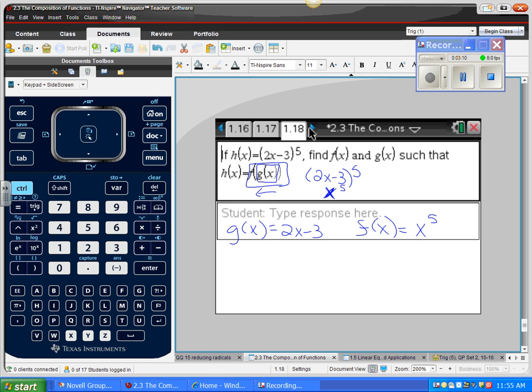And the way we test that is by simply doing the composition. f of x is x to the fifth, g of x is 2x minus 3. We want to find f of g of x, which means g has to go into f, which would give us 2x minus 3 to the fifth. So it does work. The decomposition does work. Our g of x is going to be 2x minus 3, and our f of x is going to be x to the fifth.